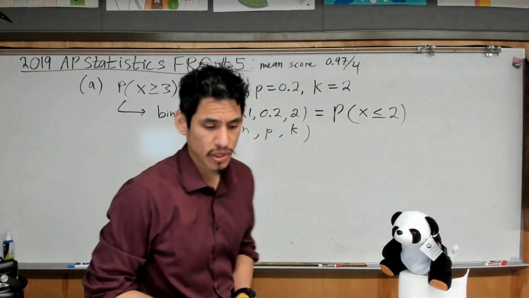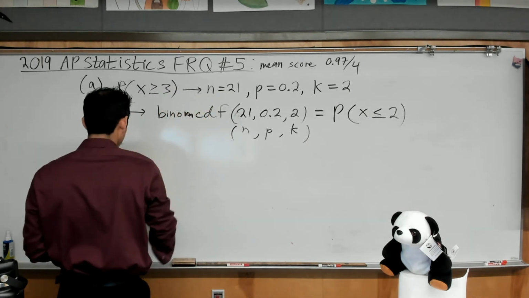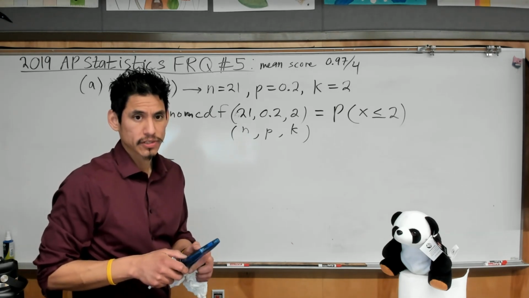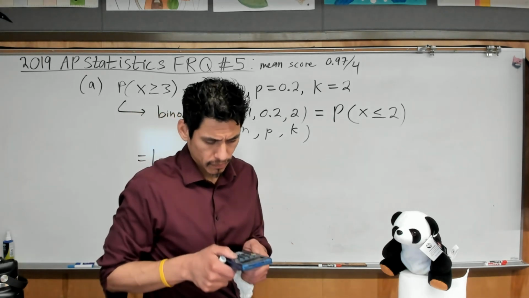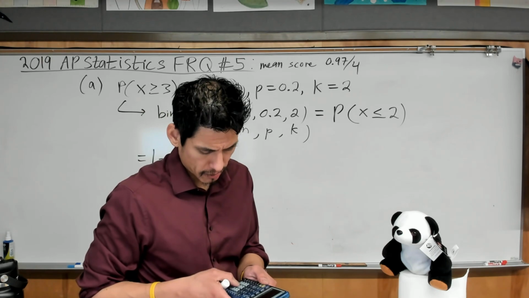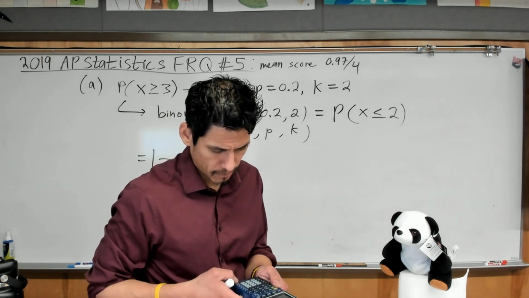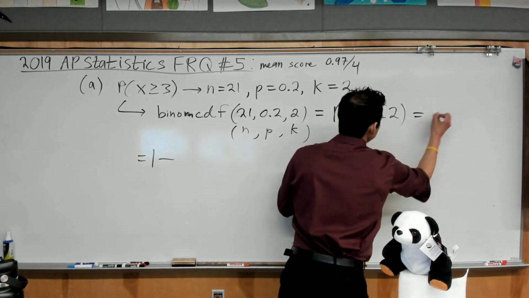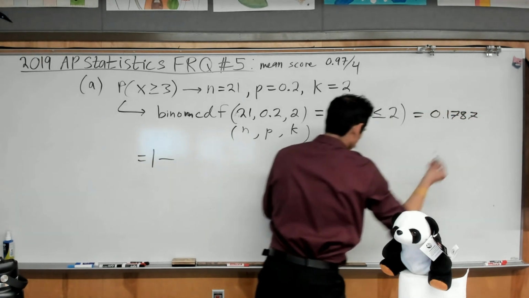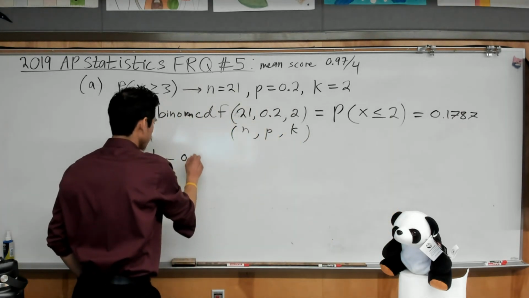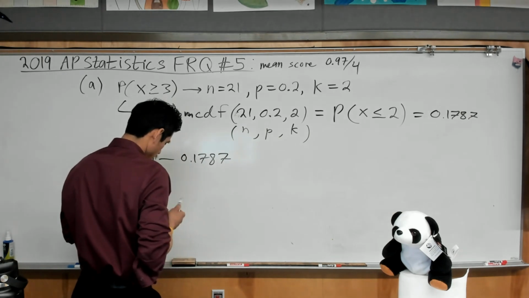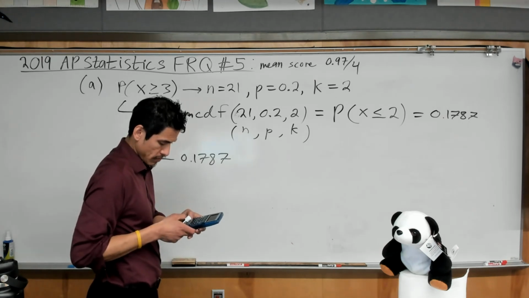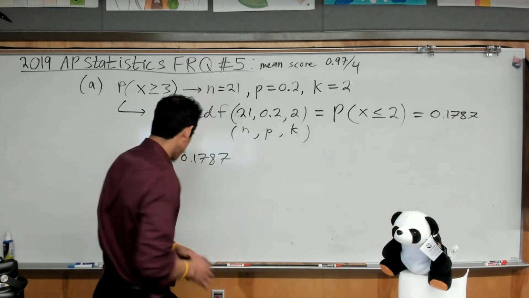So once we get this, what we do is 1 minus this. So 1 minus whatever this is. So let's first calculate it. We're going to go to distribution, 21 and 0.2, comma 2. We get 0.1787. And so we're going to subtract that from 1. 1 minus 0.1787. We get about 0.8213.